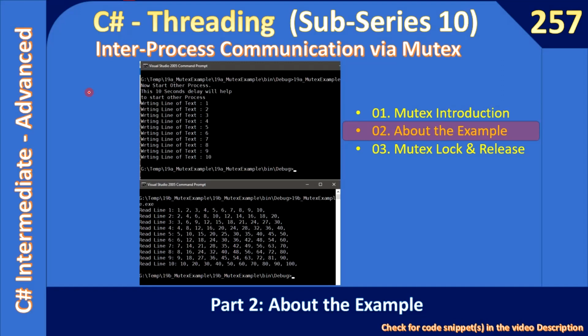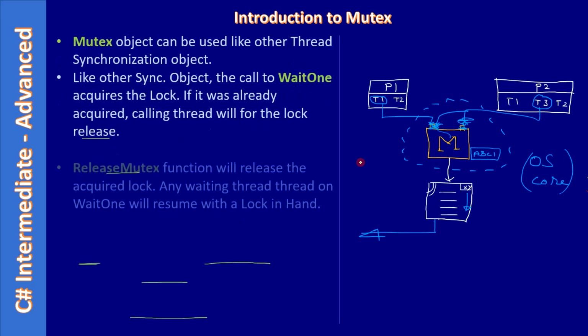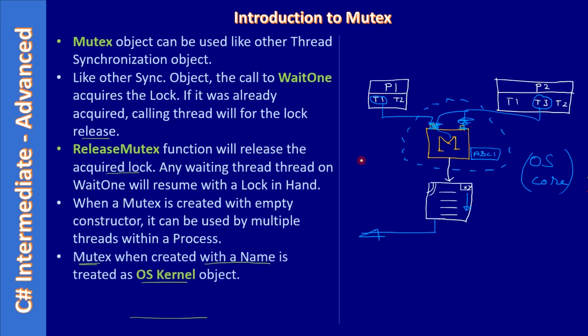In this sub-series, we are learning about Mutex and how to perform inter-process communication. In this video, we will talk about the example. In the last video, we learned about the basics of Mutex.